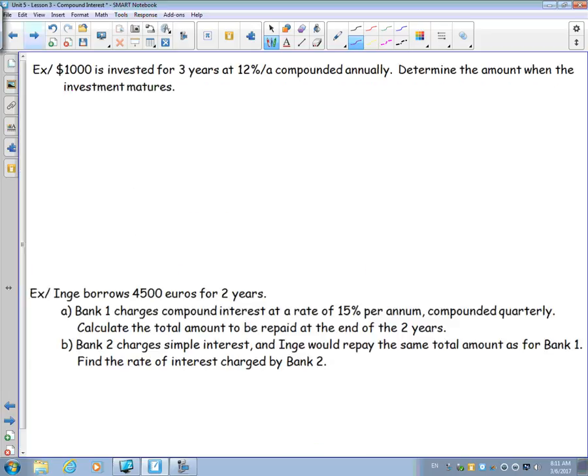All right, we're going to try an example. So we have $1,000. We're investing it for 3 years at 12% compounded annually. This is how you know it's a compound interest question, because you see the word compounded. Determine the amount when the investment matures. So we want to know our future value. We know our present value is 1,000. We know our N is 3. We know our rate is 12%. And we know our compounding period, how often we're calculating, is 1.